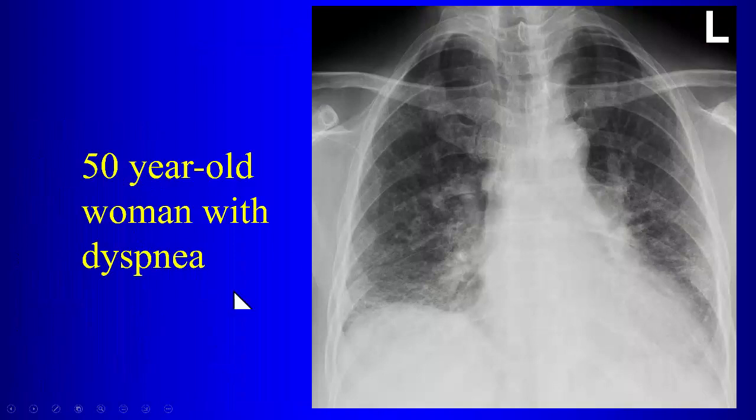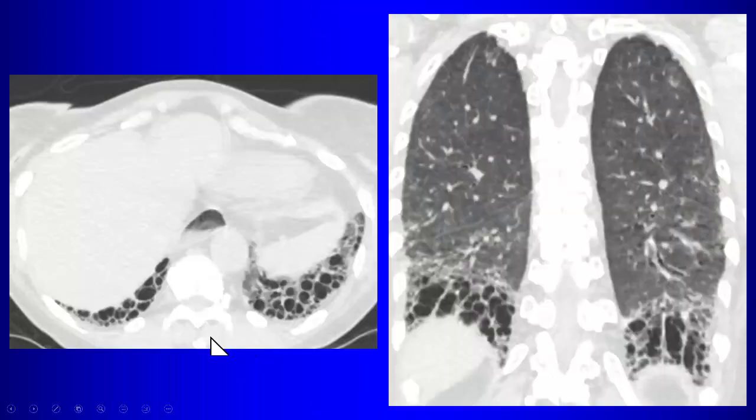So here we have a 50-year-old woman with shortness of breath, and the chest radiograph shows bilateral interstitial opacities. Predominantly where? Basilar. Yeah, predominantly within the lower lungs. And this patient gets a CAT scan, which shows what?